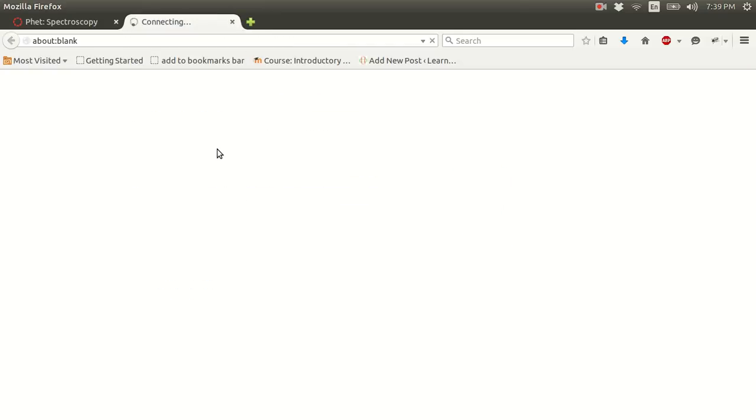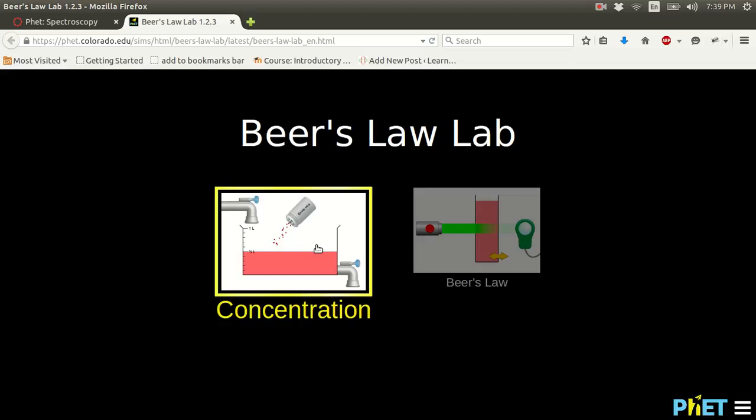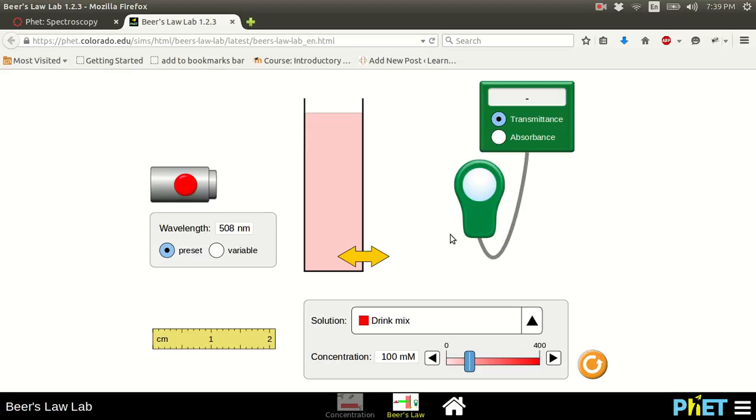Let me just show you how to get in here. Click on that link in the assignment page and you'll see the concentration lab. This is something that you've already done. So we'll go to the Beers Law Lab. This is HTML5, so that means this particular virtual lab will work on your tablet also, be it iOS, Android, whatever you like to play.